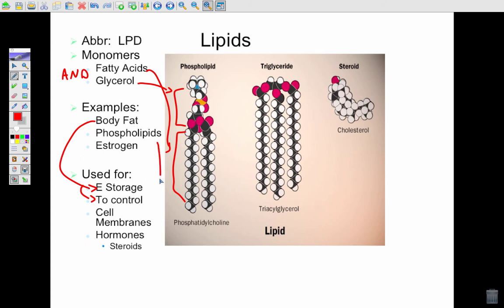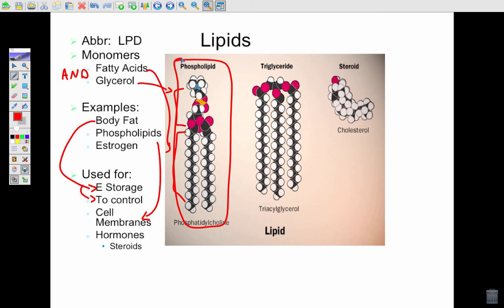Phospholipids are making up our cell membrane. So this right here is a phospholipid. So this molecule here is a phospholipid. And that makes up our cell membranes, which in a few weeks we're going to learn a lot more about.